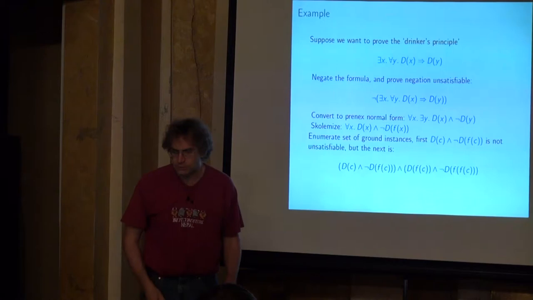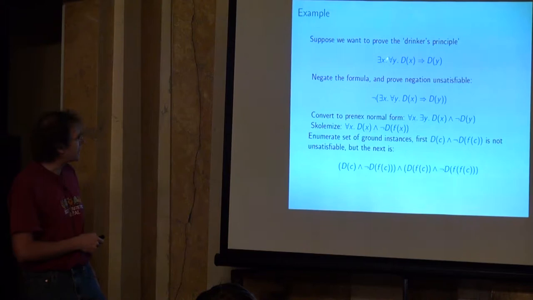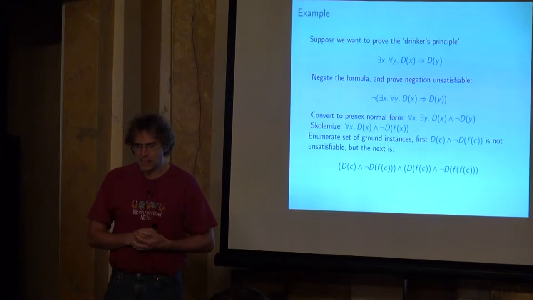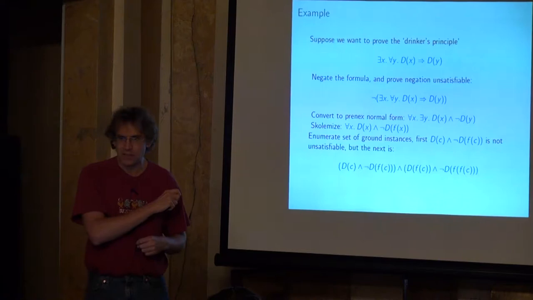There is this formula that is sometimes called the drinker's principle, because it asserts that there is some person X such that for every other person Y, if X drinks, then everybody drinks. So there's some person in a bar who, if they drink, everybody else in the bar drinks. And this is actually logically valid. Intuitively, one way to think of it is either everybody in the bar drinks, in which case it's trivially true whoever you choose for X, or there is some person that doesn't drink, and then if you choose that person to be X, then because they don't drink, it is true that if they drink, anything happens.